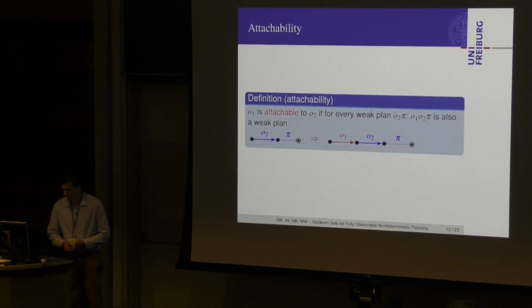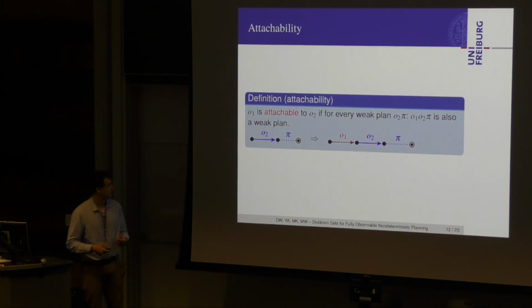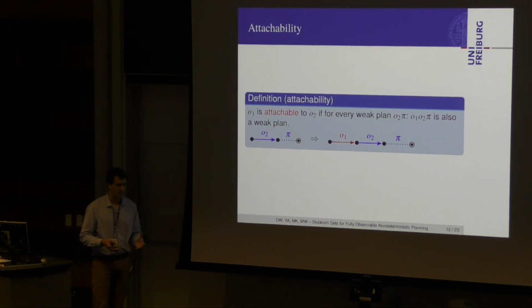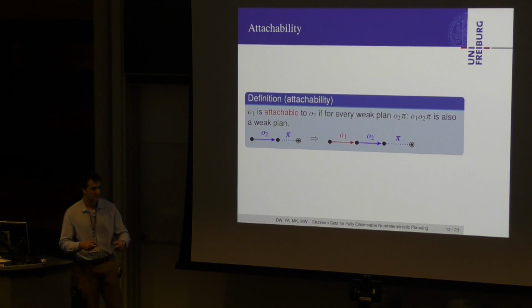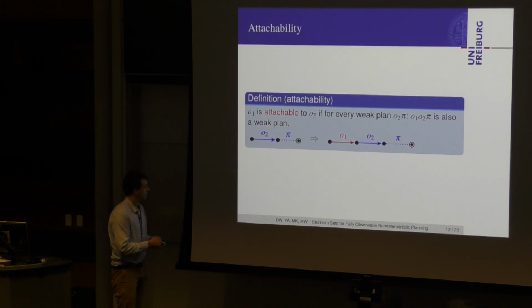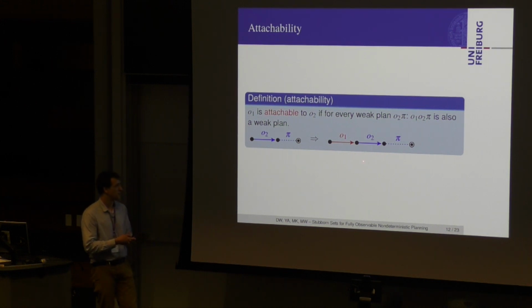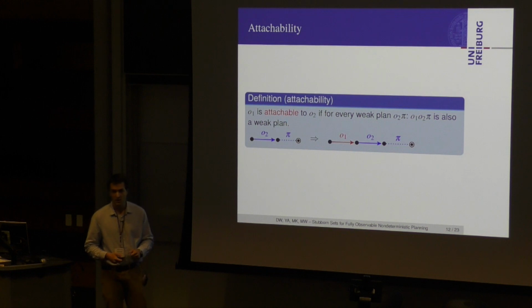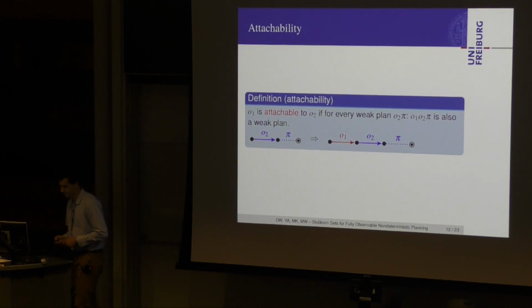And we came up with a new idea towards that, and that's called attachability. What we have seen is that stubborn sets permute operators, right? Instead of doing that, we attach operators. If you look at this figure, if we have a plan that starts with O2 and leads to the goal, and if we can safely attach O1 to its front, then we call O1 attachable to O2.